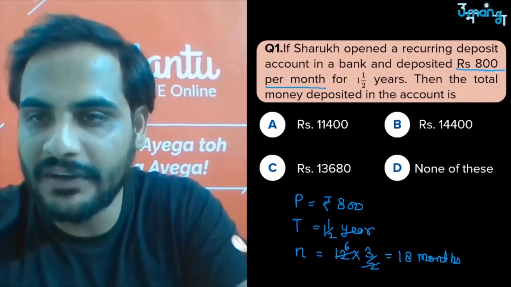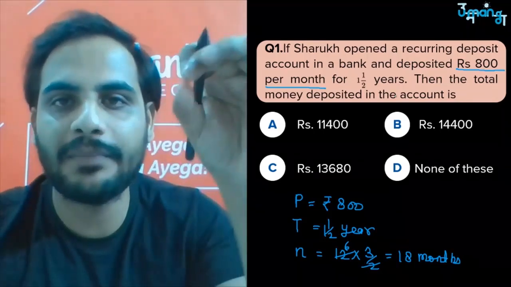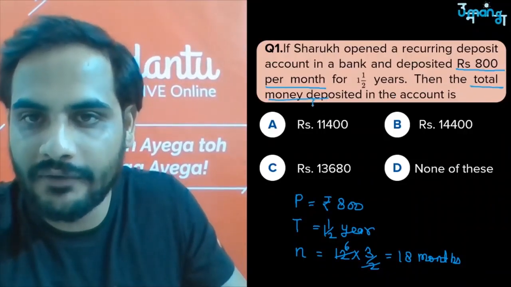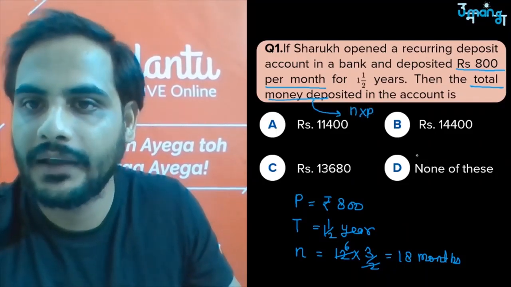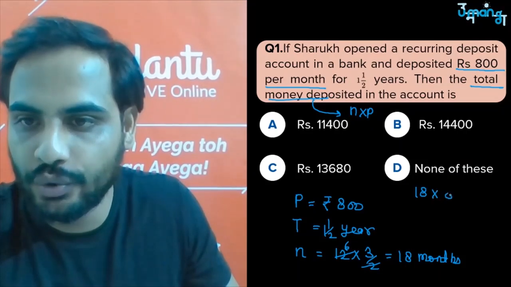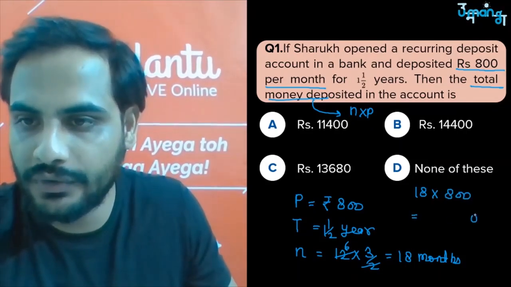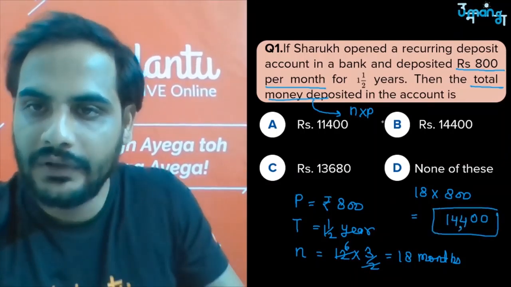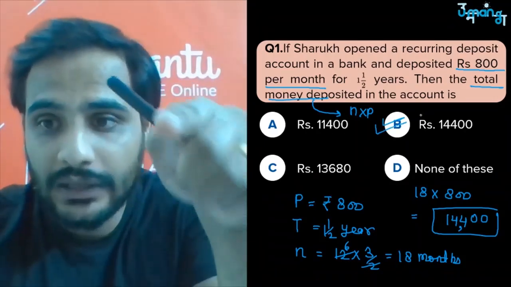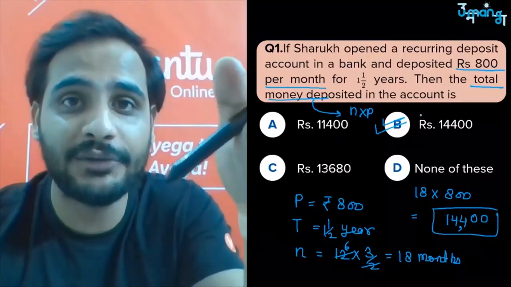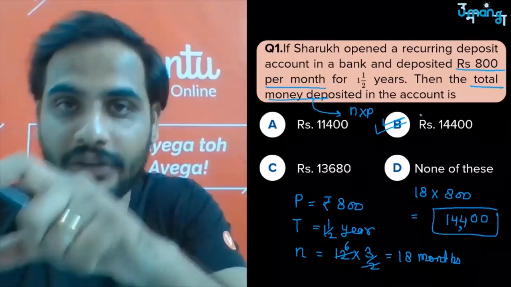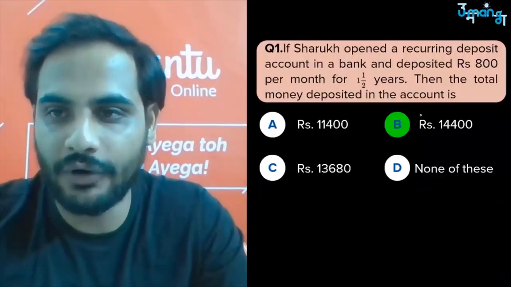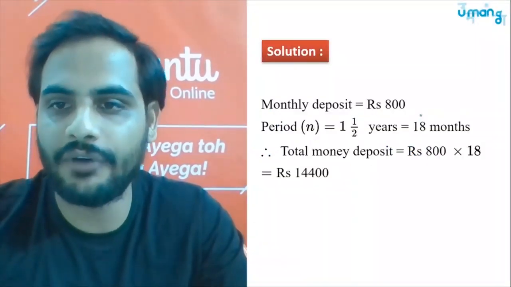Then they are asking how much total money you have deposited in the account. So the total money deposited is what we have just learned, n into P. That is 18 into 800, which will be equal to 14,400. So the amount deposited by you will be 14,400, but the maturity value will be this total amount deposited by you plus the interest, where we know the formula for interest. Got it? So the correct answer here will be 14,400.